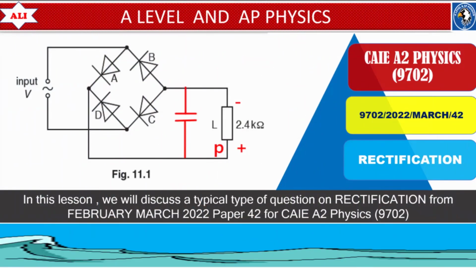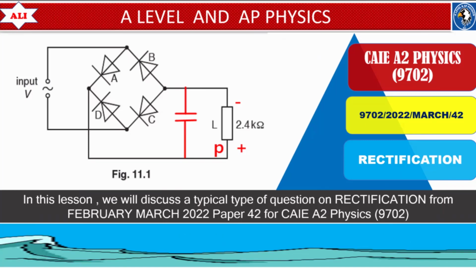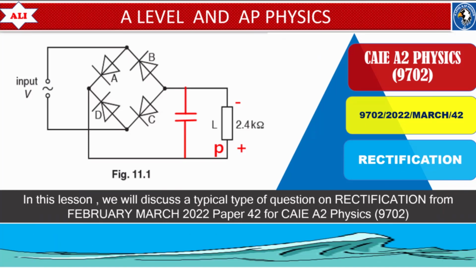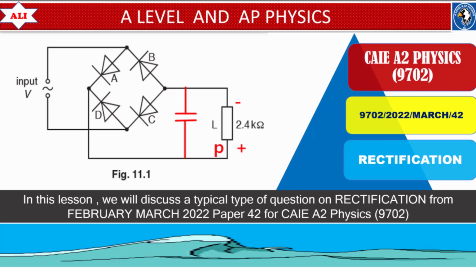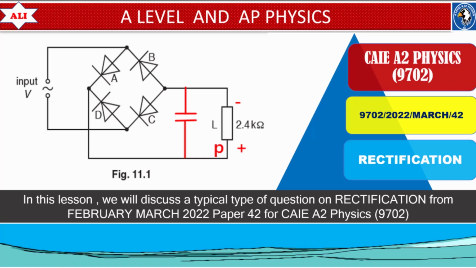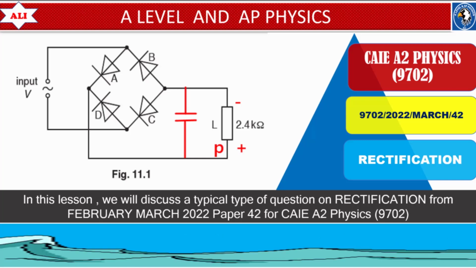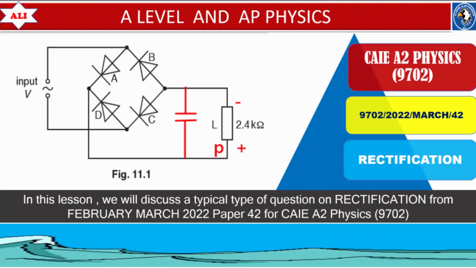Welcome to A-Level and AP Physics. In today's lesson, we will discuss a typical type of question on rectification from March 2022, Paper 4, Variant 2. In this lesson, we will discuss how to complete full wave rectification circuit, and also how to write the equation for sine graph. At the end of the video, we will also discuss how to calculate mean power dissipated in a resistor.